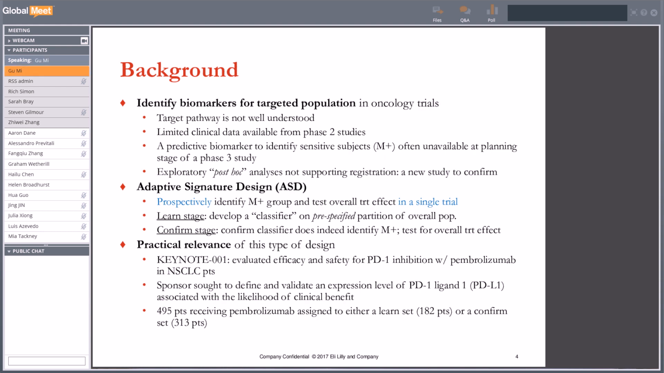Actually, such two-stage design is not uncommon in practice. One example is the well-known Keynote-001 study in which patients are assigned to either a learned set or a confirmed set so that the sponsor is able to define and validate the PD-L1 biomarker associated with the likelihood of clinical benefit.